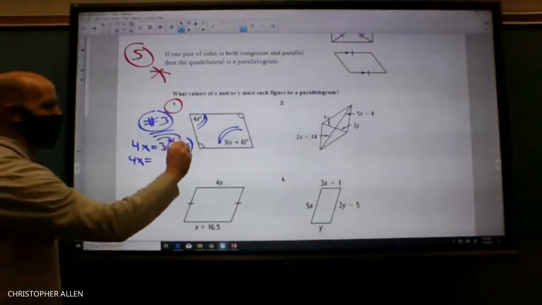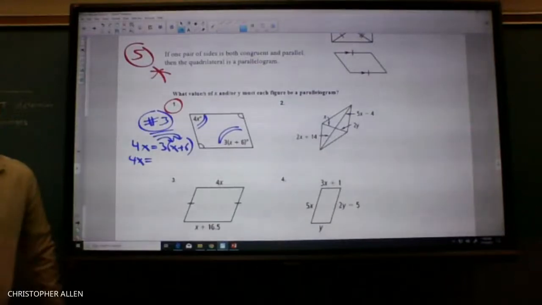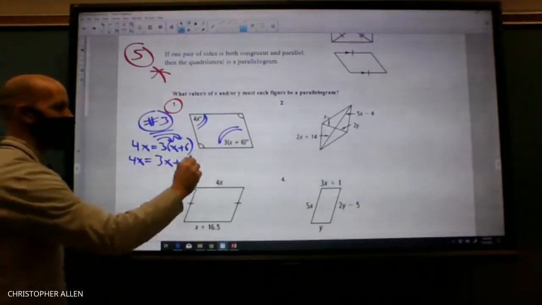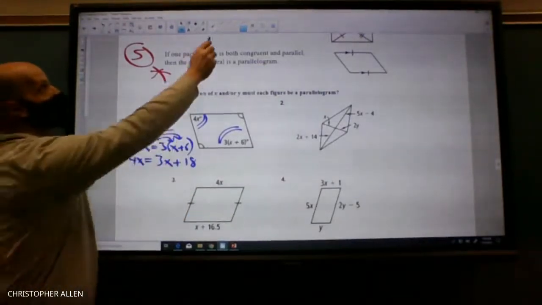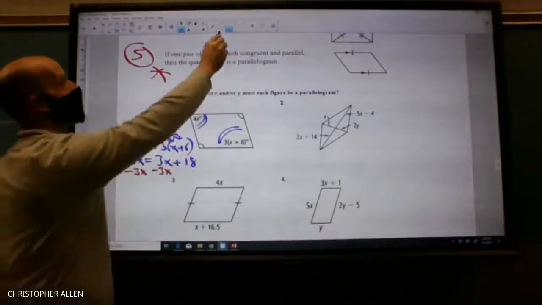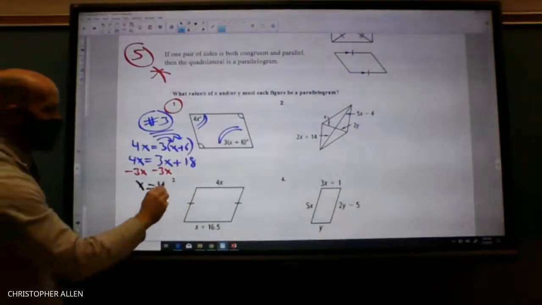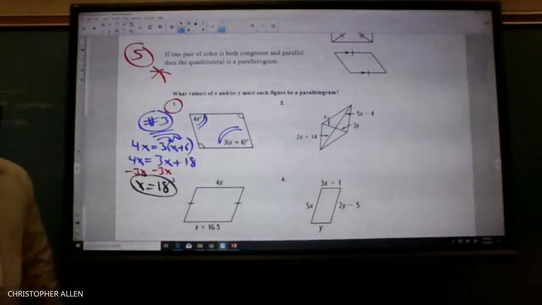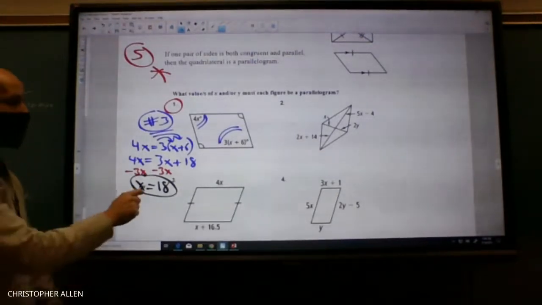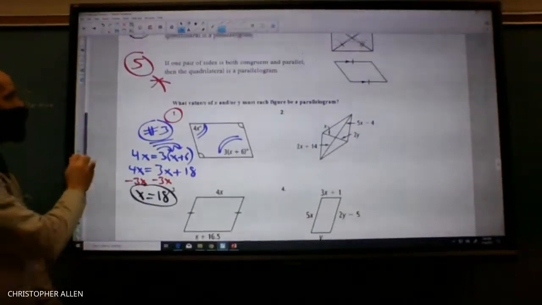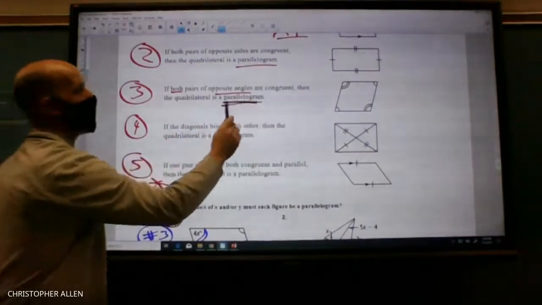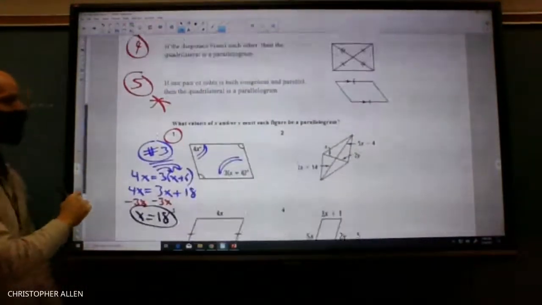Does anybody remember what property this is to get rid of those parentheses? The distributive property. Good. So we're going to get 3x plus 18. Now I'm going to minus 3x on both sides. And that's going to give me x is equal to 18. So now we have x is equal to 18. So that's going to be our answer for number 1. And the way we got our answer for number 1 is we use the fact that if both pairs of opposite angles are congruent, that's what makes it a parallelogram. So that's the idea we're trying to get here.